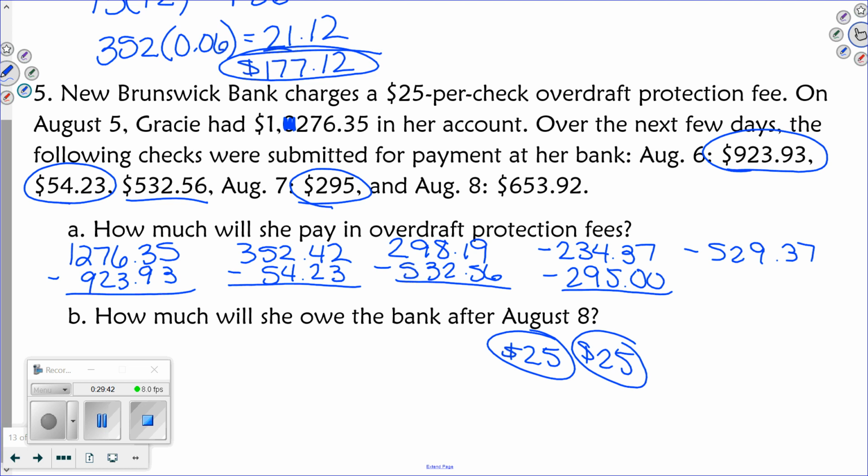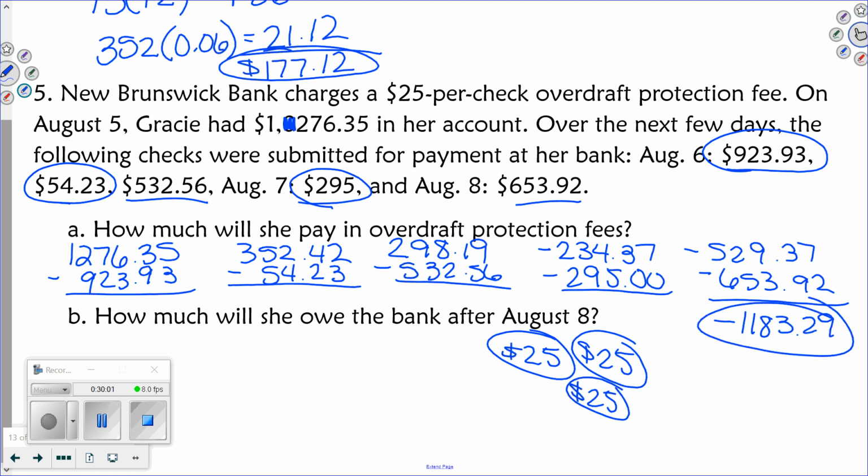I'm just subtracting these off one at a time. And then she subtracted that one, $653.92. And that's another overdraft. She's in a world of hurt. So she's at negative $1183.29 right now. All I did is start with her original balance, subtract all of these off, and then count how many times when those came out she was in the negative. So 3 times when she subtracted money out of there, she was in the negatives.